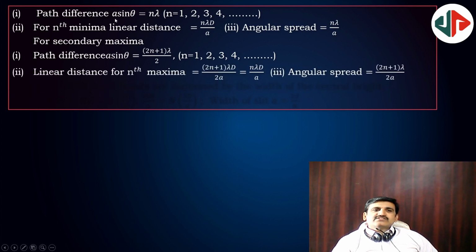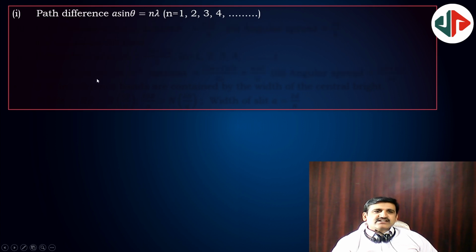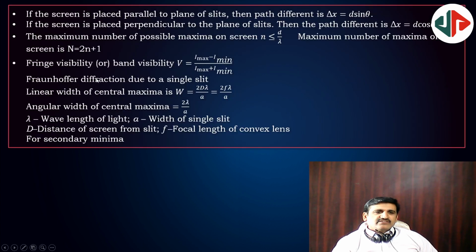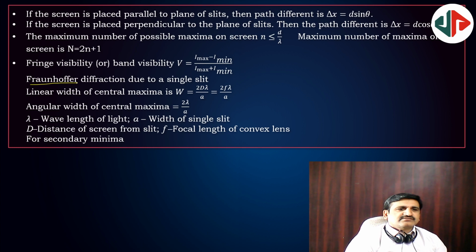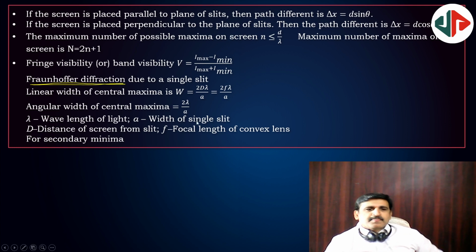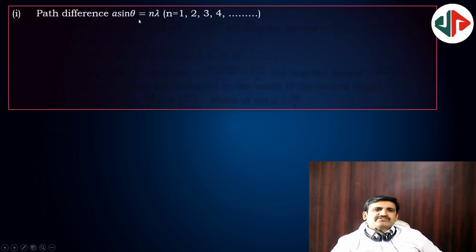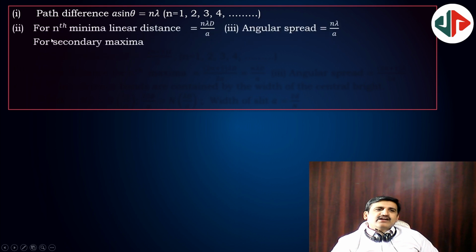Path difference is equal to a sin theta equal to n lambda. Of course, if I give some heading here it will be better. This is Fraunhofer diffraction. Path difference a sin theta equal to n lambda, and nth minima linear distance is equal to n lambda d by a.